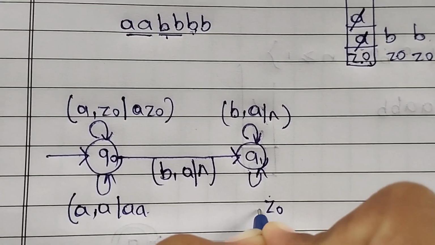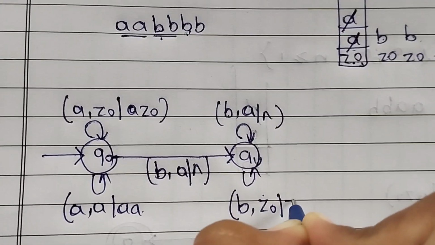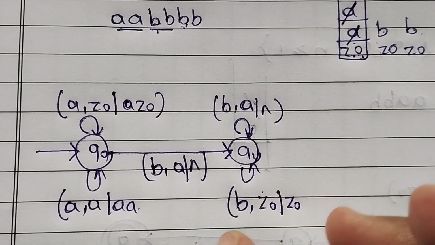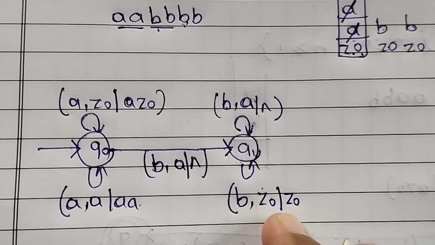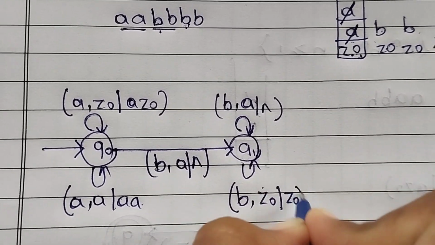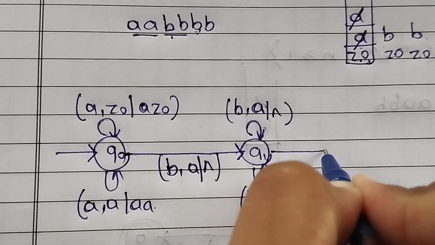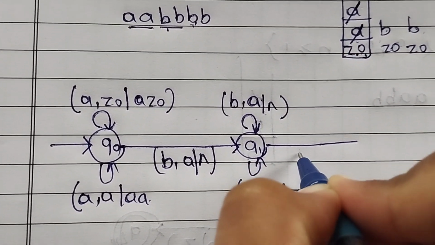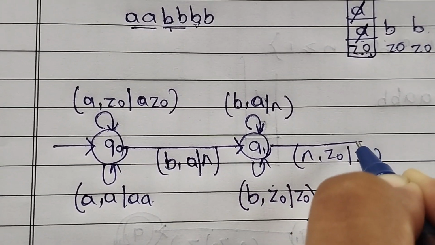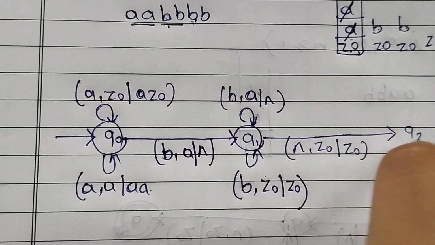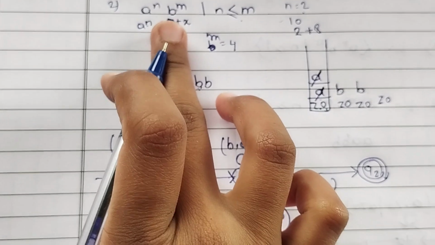So initially Z0 is present, but again we read b. What do we do in this state? Keep this Z0 as it is, not pushing the a or the b, and not popping the b either. Keep this Z0 as it is when you read the b. So this is done in this state, and at the final state we read null, Z0 is present initially, keep this Z0 as it is, and we are now in the final state. So this is the PDA for the language a raised to n, b raised to m.